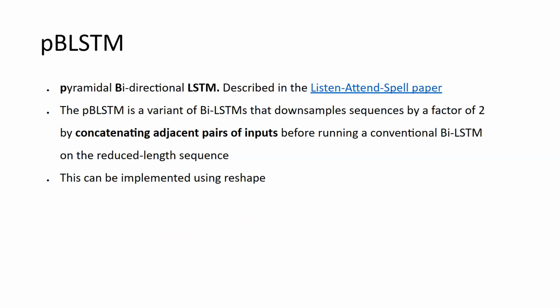There is a slight variation of the LSTM, which is called a pyramidal bidirectional LSTM. It is mostly a simple LSTM, except for a pre-operation, which happens before you actually apply the LSTM. What we do is we basically take adjacent time steps and concatenate their channels. So in a sense, we double the dimensionality and we downsample the time length by 2.